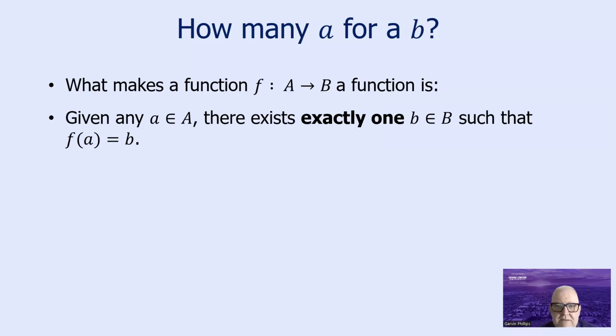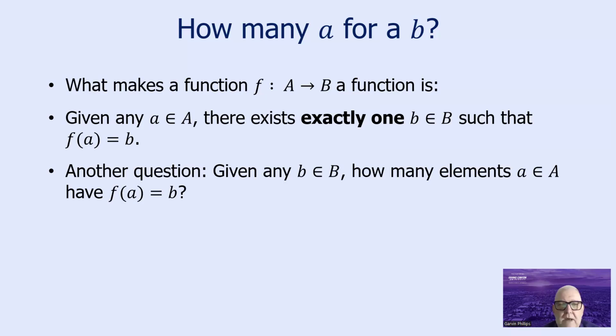That's a function, right? That was important. That's how we passed the vertical line test. Okay. Another question, though, given any B in our set B, how many elements of A go to B?